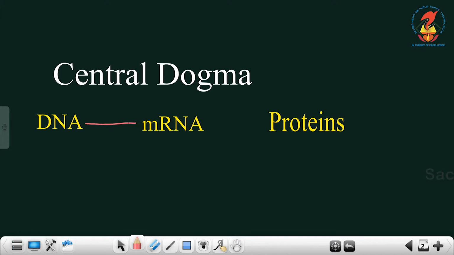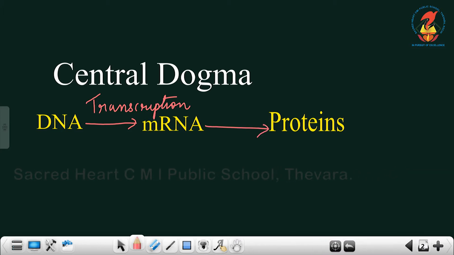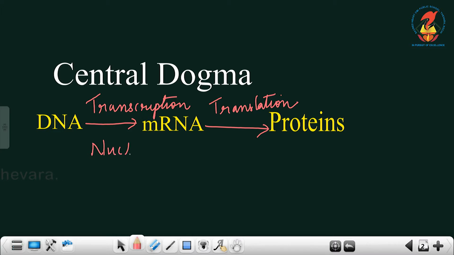We see that mRNA is derived from the DNA, and the process by which the mRNA is derived from the DNA is called transcription. And the process by which the protein is derived from the mRNA is known as translation. In eukaryotes, transcription occurs in the nucleus and translation occurs in the cytoplasm.